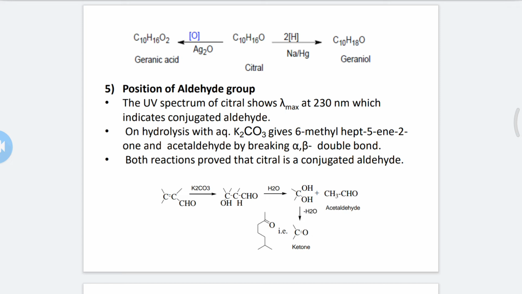Second, position of the aldehydic group. The UV spectrum of citral shows lambda max at 230 nanometers. This absorption indicates a conjugated aldehydic group. Another, on hydrolysis with aqueous potassium carbonate gives 6-methyl-5-hepten-2-one.